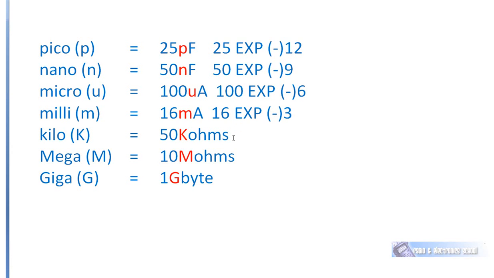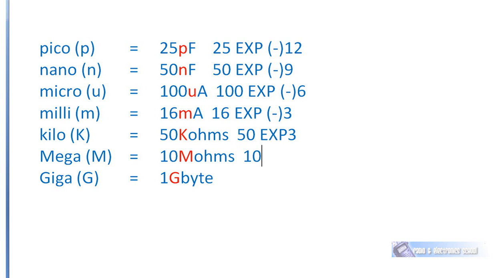50 kiloohms would be entered. You could enter in 50 if you wanted to. You could enter in 50,000 ohms. A better way is 50 exponent. It's not minus now because it's above 1, 3, because kilo is 1,000, means 3 zeros.